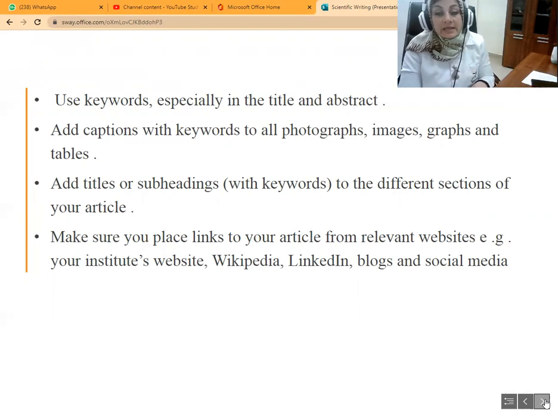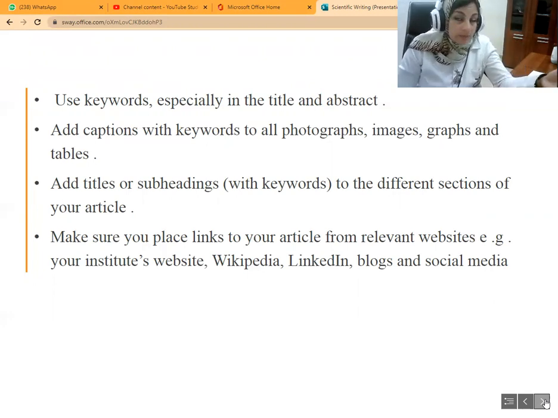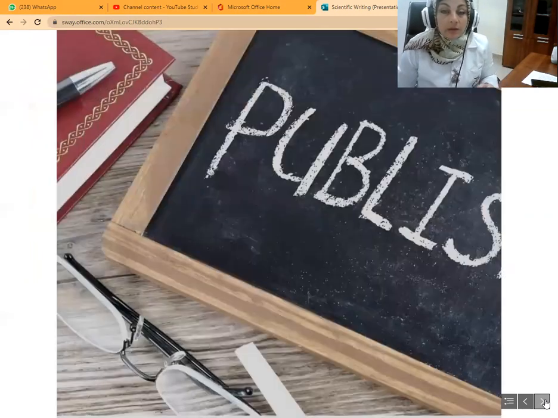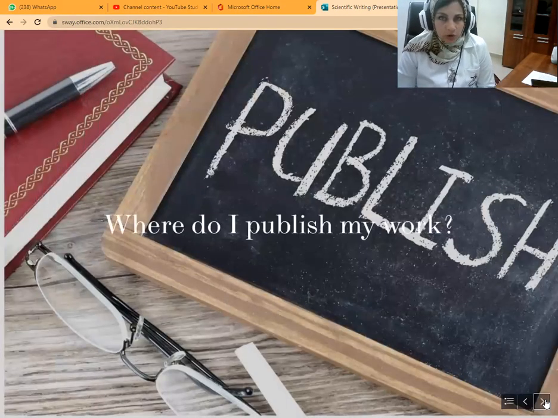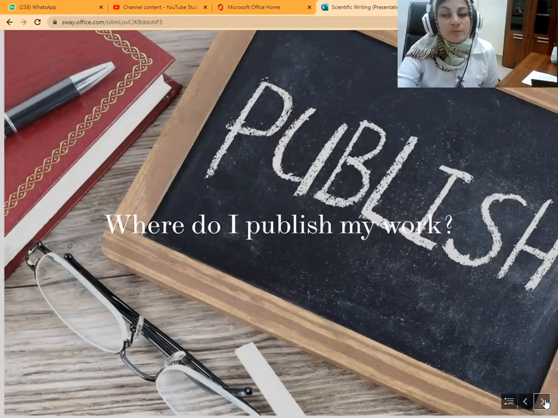Make sure to place links to your article on relevant websites, for example make a Wikipedia page and put the link of your article. Make a blog, make LinkedIn pages or articles. So where do I publish my work?